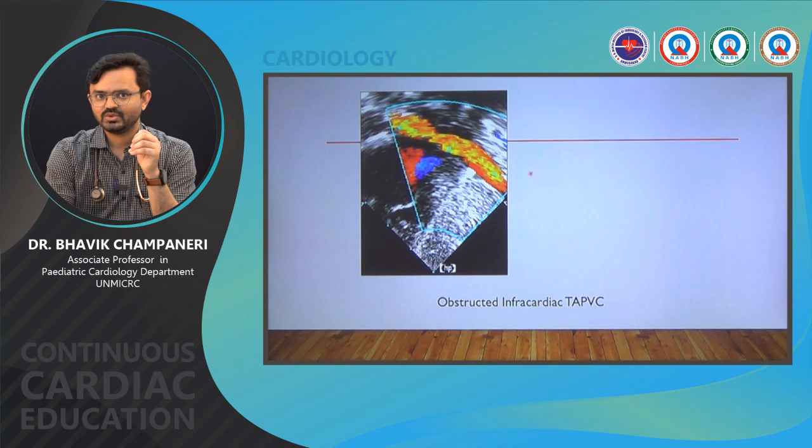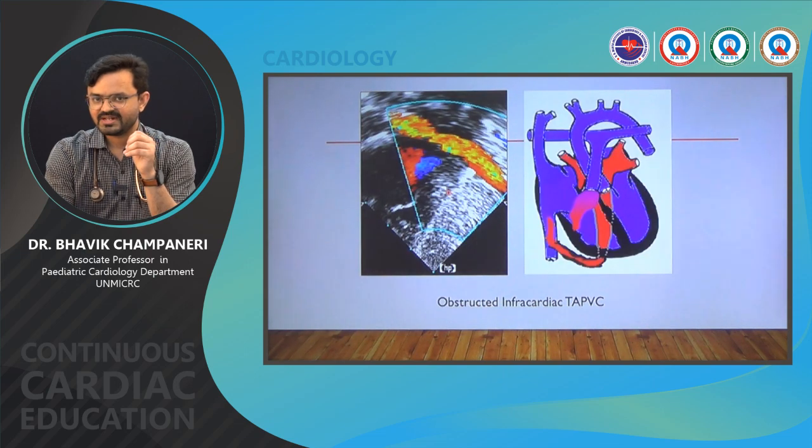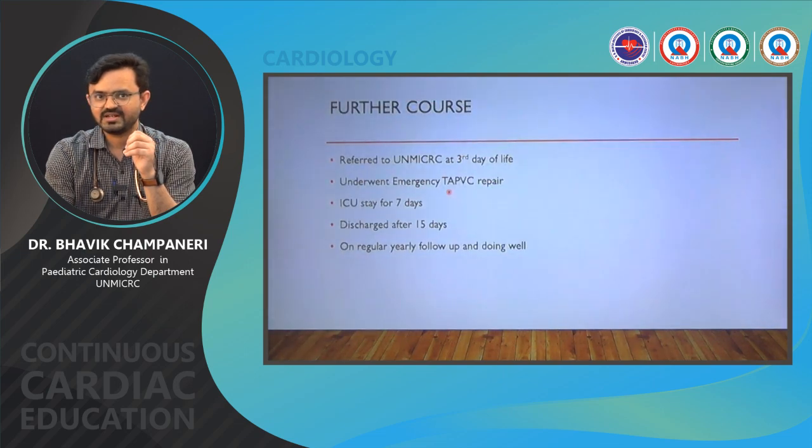As you can see in echo, this is a descending vertical vein, a venous channel, which is draining into liver parenchyma, and then it goes through IVC into RA. So it's an obstructed infracardiac TAPVC. This is a diagrammatic presentation of obstructed infracardiac TAPVC. Further course, patient was shifted to our institute on 3rd day of life.